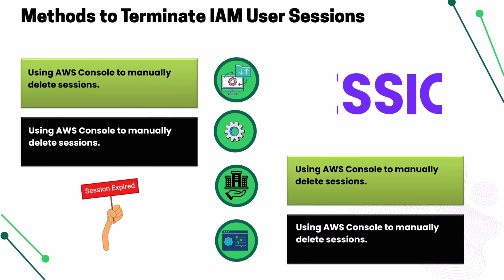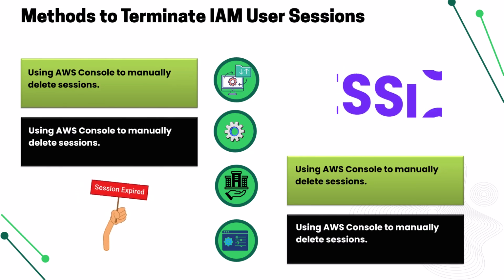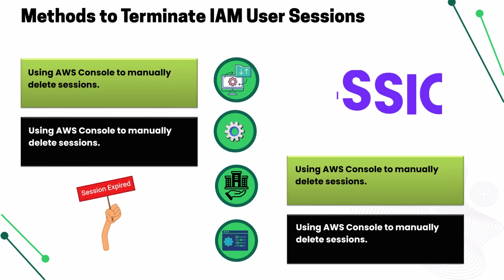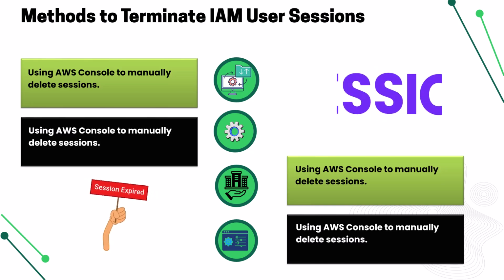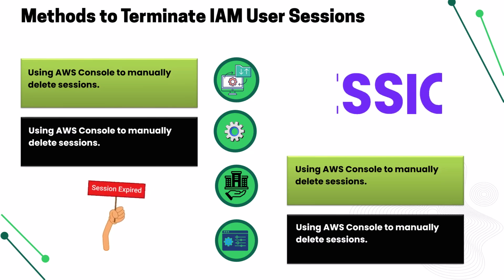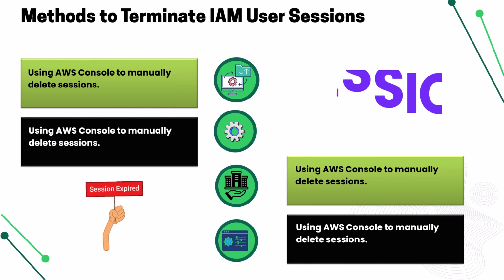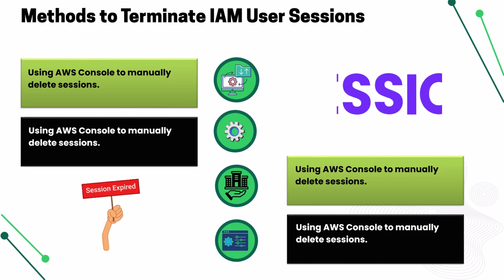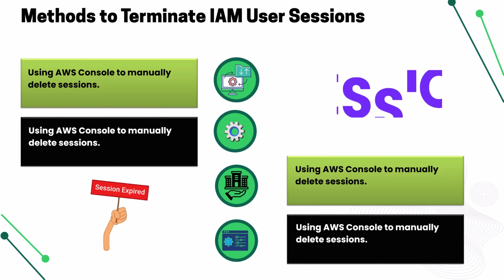So how do we terminate IAM user sessions? Good news, there are multiple ways. The AWS console lets you do it manually, but automation is where the magic happens. Policies can kick in automatically, or if you love the command line, you can use CLI. And don't forget expiration strategies. They're like setting an alarm to ensure no one overstays their welcome.